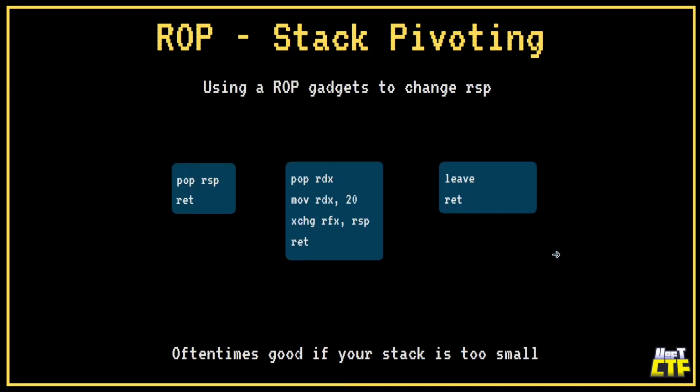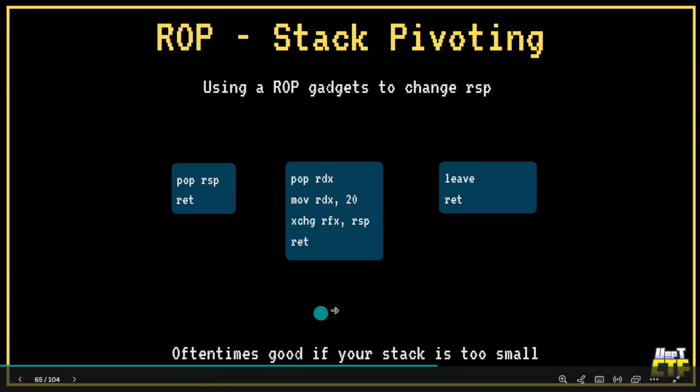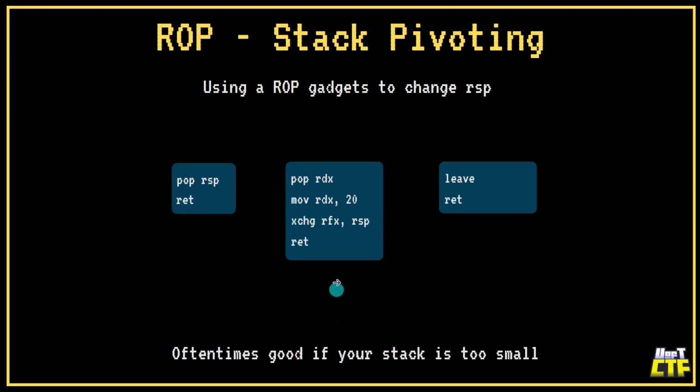But yeah. Okay, stack pivoting. Stack pivoting is a technique where you can use ROP gadgets to change RSP. And why do you want to do this? Well, you might want to do this if your stack is too small, and you can't corrupt other parts of the stack. You just want to change your stack to be somewhere else. And so you can change RSP. You can pop RSP and return. You can pop RDX, and then exchange some other value. Oh, sorry, this should be RDX, and this is a typo. But you exchange RDX and RSP.